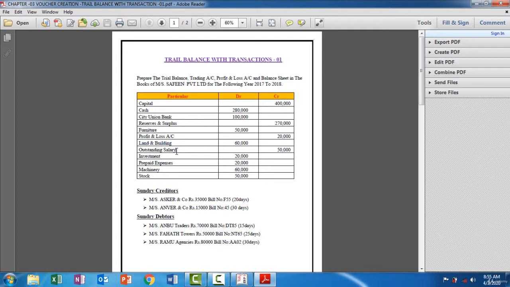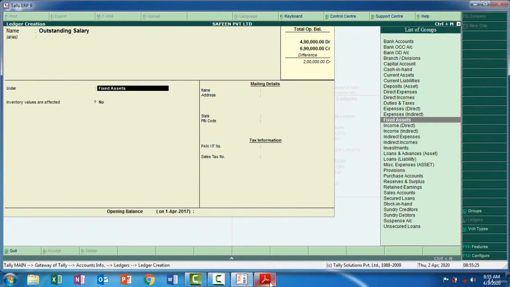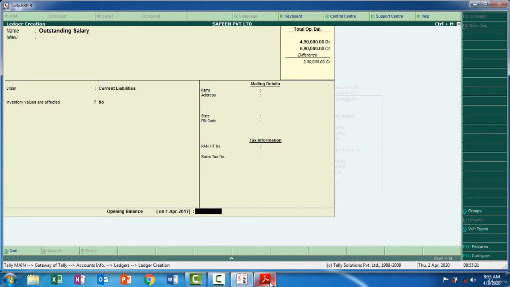Next one is outstanding salary. Outstanding salary means due salary. We need to pay within 1 year. So this is one of the current liabilities. So I'm going to choose the current liability. First I need to enter the name outstanding salary. It is coming under the current liability. The amount is 50,000.